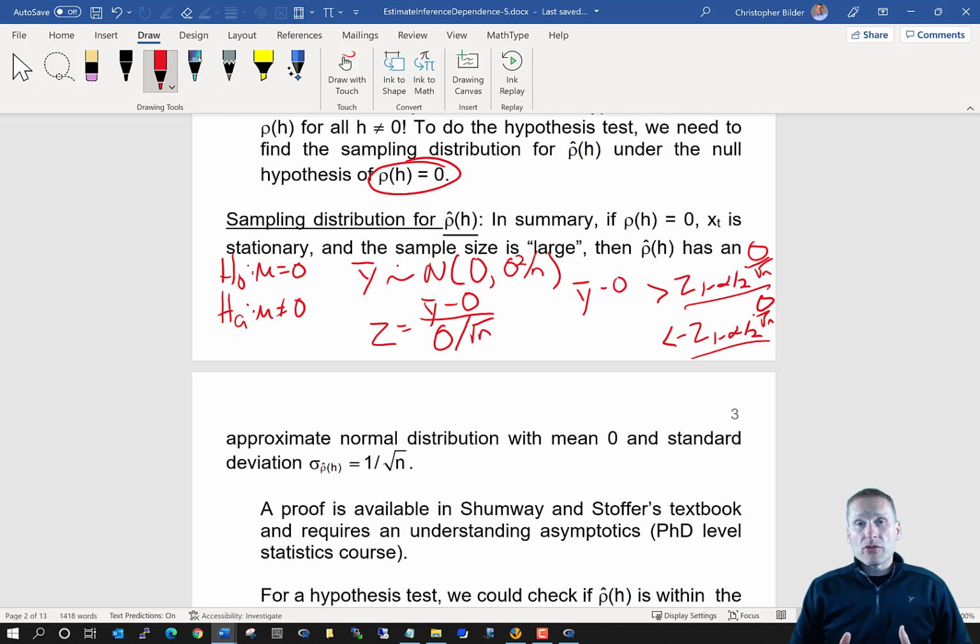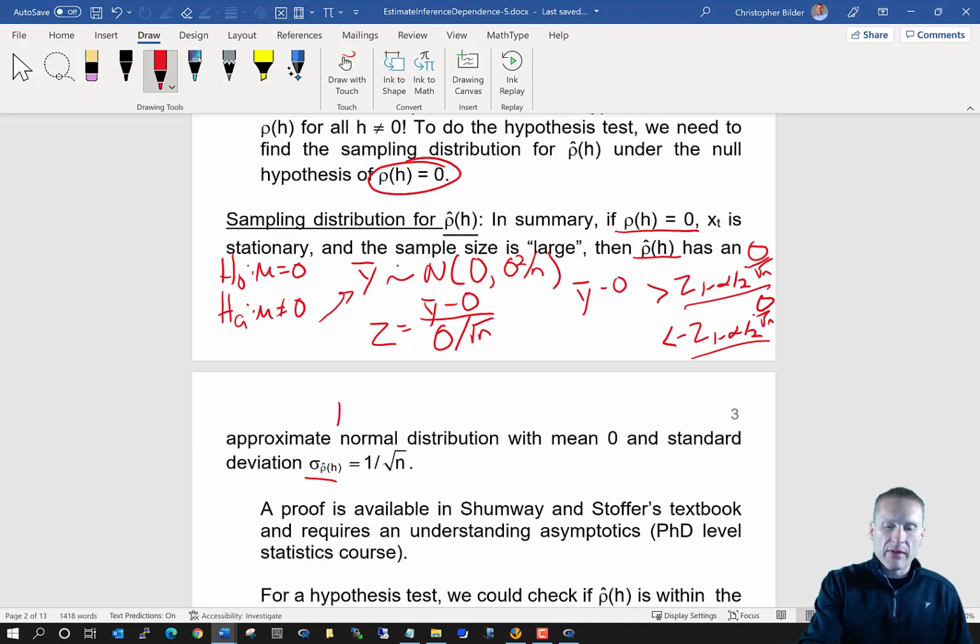Now, the sampling distribution for rho hat of H, the estimate of rho of H, is as follows. If rho of H is equal to 0, x of t is stationary, and the sample size is large, of course, then the central limit theorem was with respect to the sample size being large too, then rho hat of H has an approximate normal distribution with mean 0 and a standard deviation of 1 divided by the square root of n. The standard deviation I denote symbolically as sigma of rho hat of H, to help us know which standard deviation I am talking about.